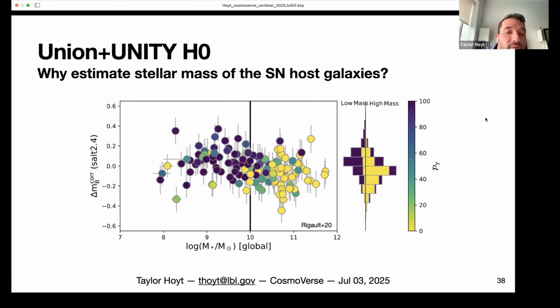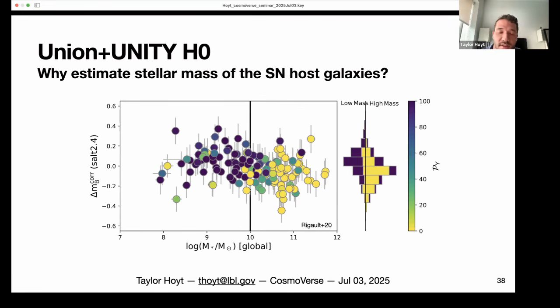This is a plot from Rigault 2020 that plots what we call the Hubble residual, or identically delta MB corrected, which is just the corrected standardized magnitude of a type 1a supernova as a function of stellar mass of the host galaxy on the x-axis. You can ignore the colored points for now, but essentially what this shows is that there is a discontinuity in the predicted distances after correcting for the canonical stretch and color that remains in the Hubble diagram, and seems to have a discontinuity at about 10 solar masses.